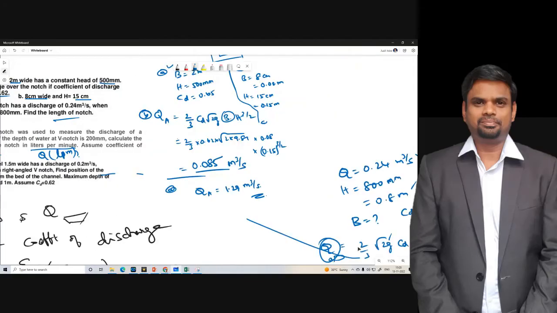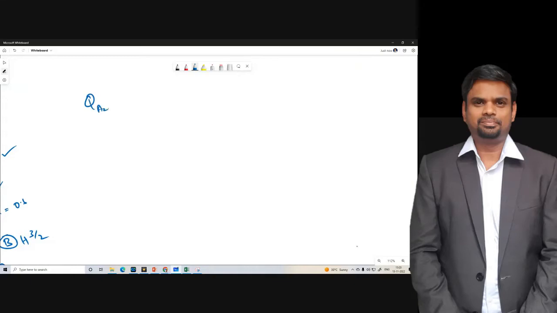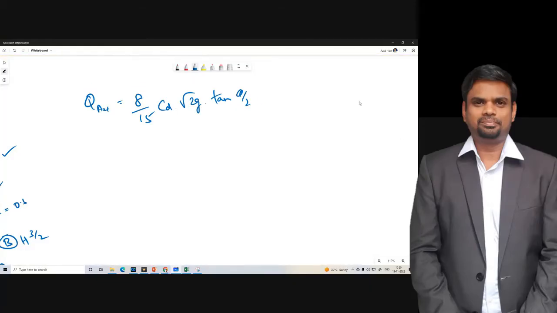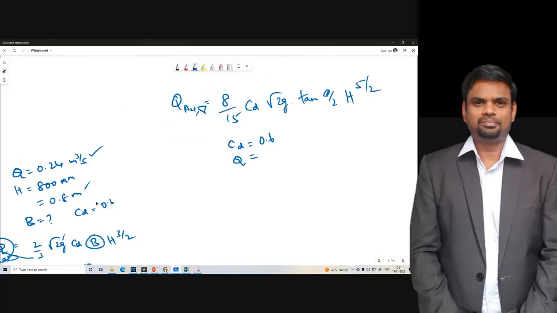So we know all the given data. We should first know the formula. Q actual is given by 8 by 15 CD into square root of 2G tan theta by 2 into H power 5 by 2, right? For a triangular notch, we have this formula. So CD value is given, 0.62. Q is given. So what is the Q value?